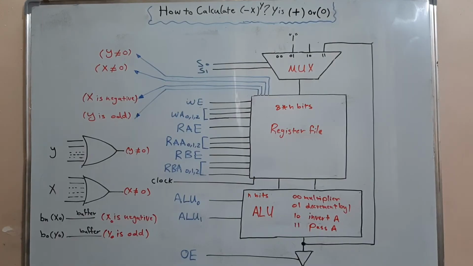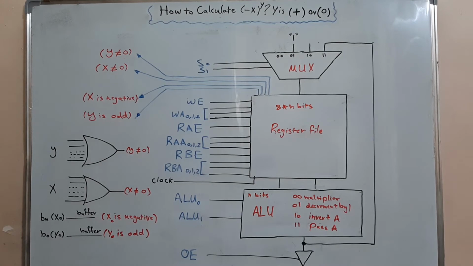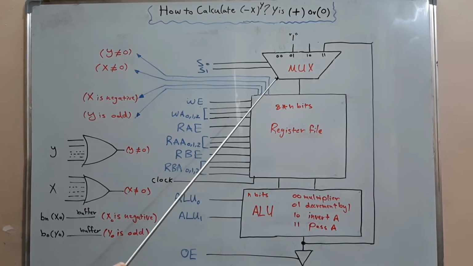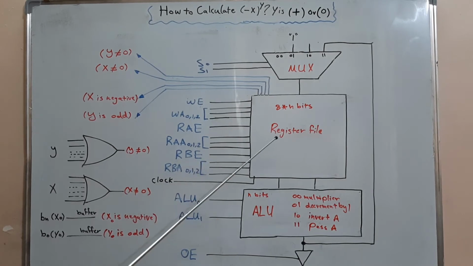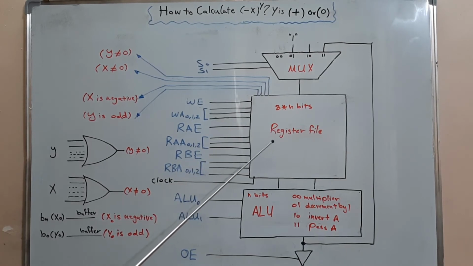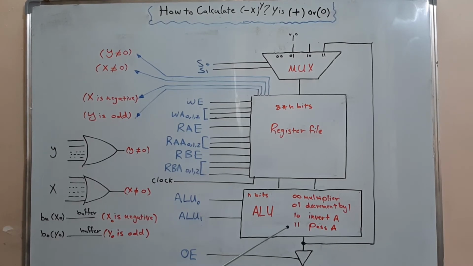The data path that is required in our experimental system is this. It's basically composed from a 4 to 1 multiplexer, an 8 by n bits register file, an n bits ALU, and a gate that will control the output. And finally, it requires a feedback loop that will return the value resulted from the ALU to the multiplexer to repeat the mathematical operation as many times as needed.